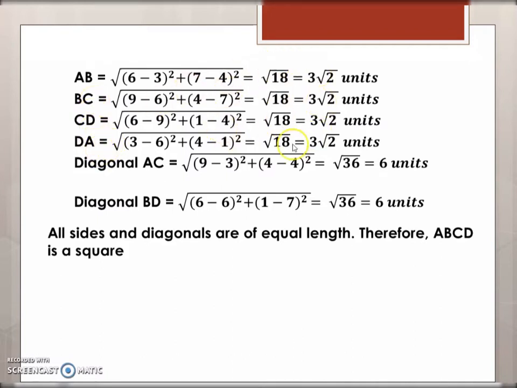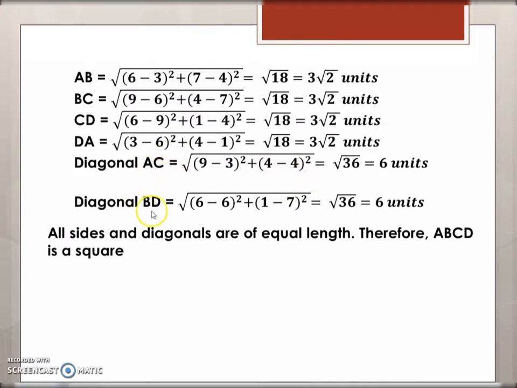Now here you will observe that all the sides are coming of equal length. That is 3 root 2 units. So if all the sides are of equal length, it could be either a square or a rhombus. But now further we need to find out whether it is a square or a rhombus. For that we need to find the length of the diagonals also.